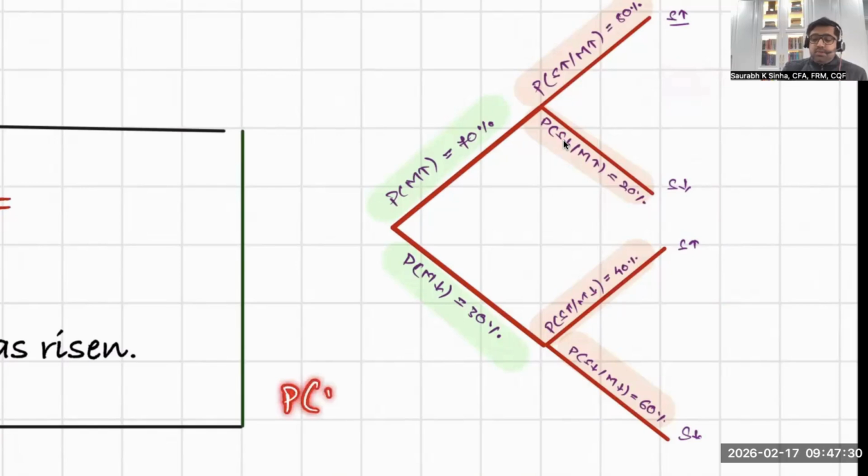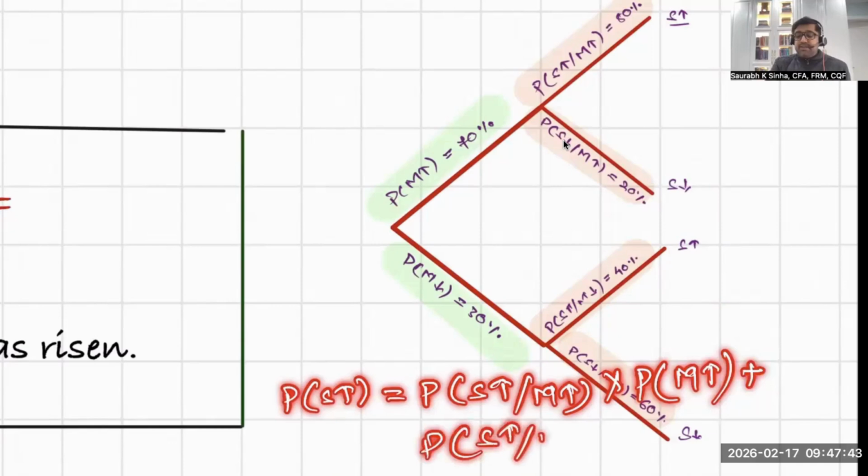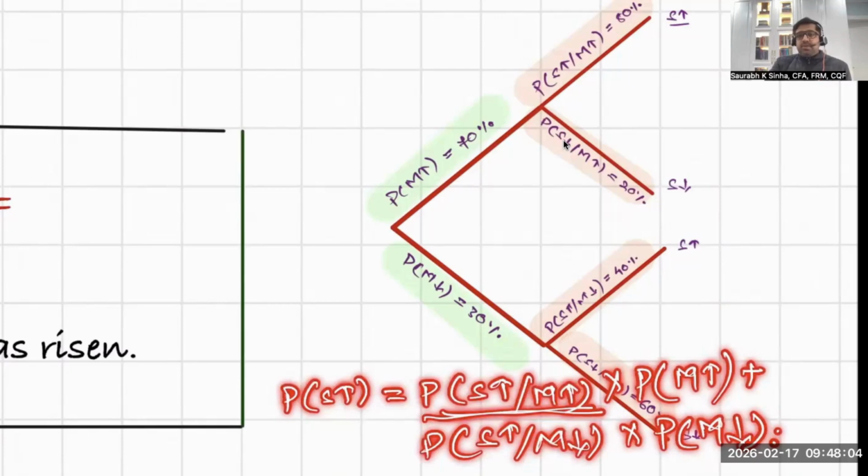So as per the total probability rule, you need the probability of stock price rising given the market has risen, times the probability of market rising, plus the probability of stock price rising given the market has fallen, times the probability of market falling. Sorry, this is not Bayes theorem. This is the total probability rule.